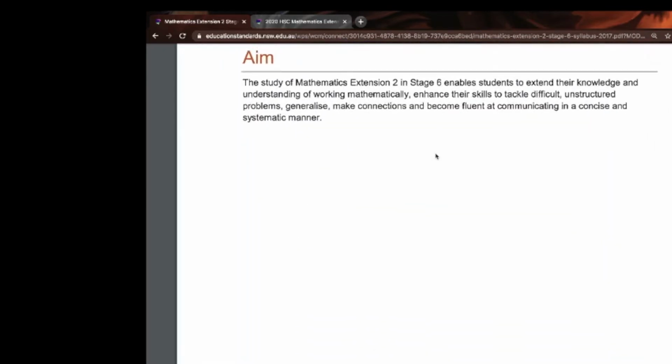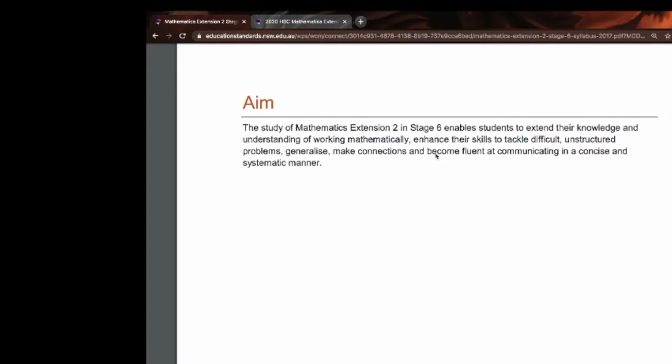Now the aim of the syllabus of the course. The study of Mathematics Extension 2 in Stage 6 enables students to extend their knowledge and understanding of working mathematically, enhance their skills to tackle difficult, unstructured problems, generalize, make connections, and become fluent at communicating in a concise and systematic manner. So let's just break that down a bit.